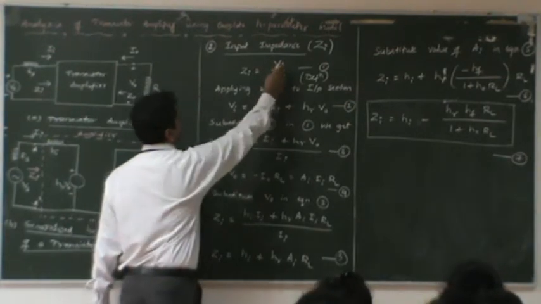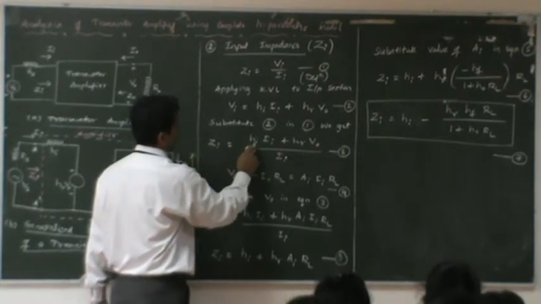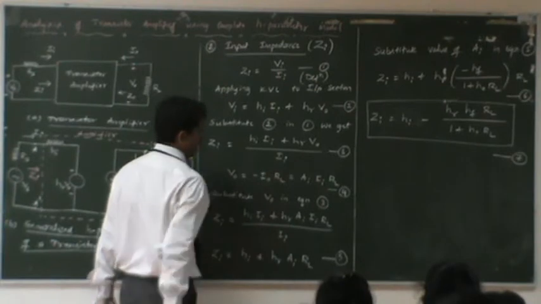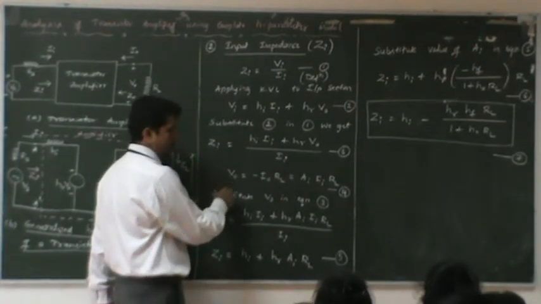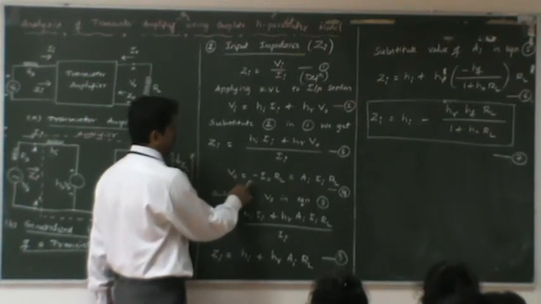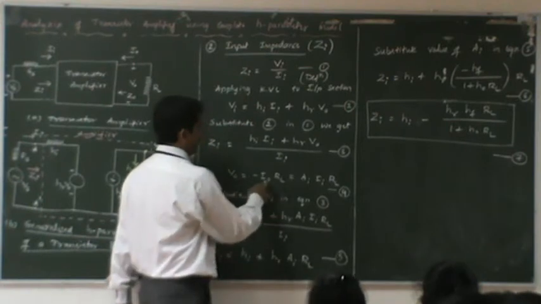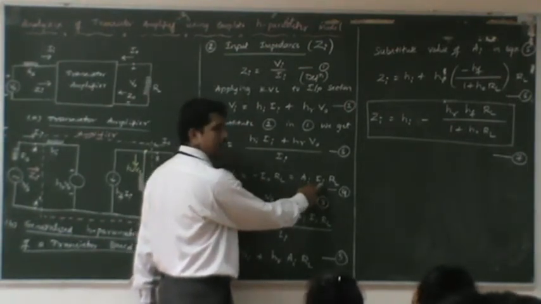Substitute 2 in equation 1 for Vi, so that we get the expression Zi is equal to Hi plus HR times V0, the numerator portion, divided by Ia. You can also substitute for V0. V0 is equal to minus I0 times R, which you can see from the previous derivation. And this minus I0 can also be written as A times Ia.